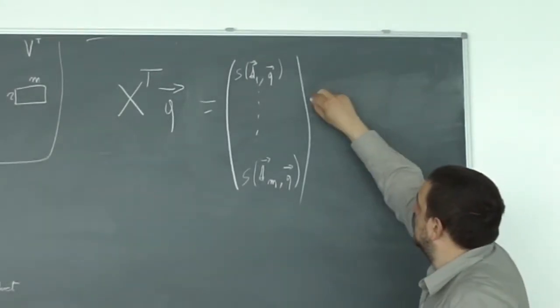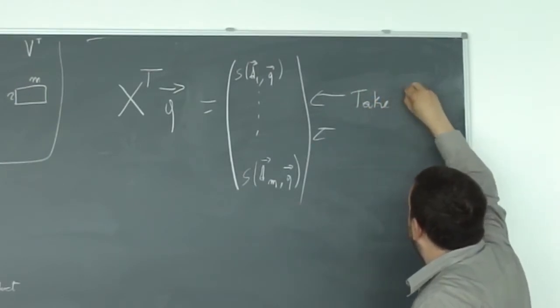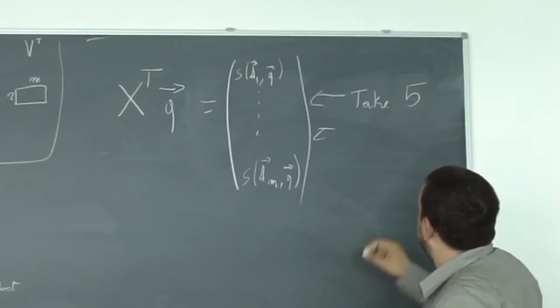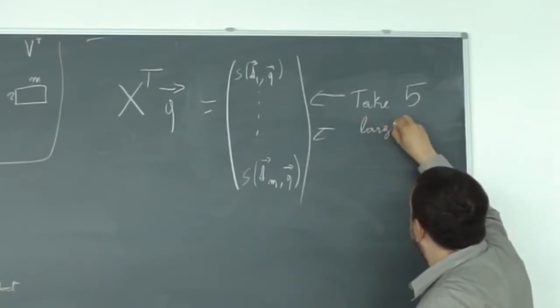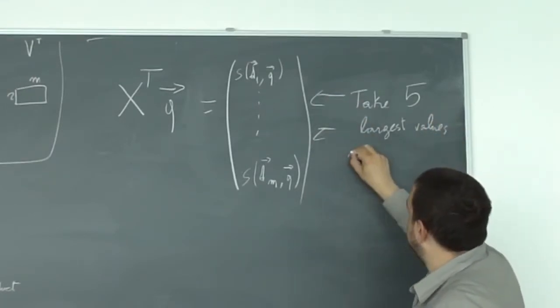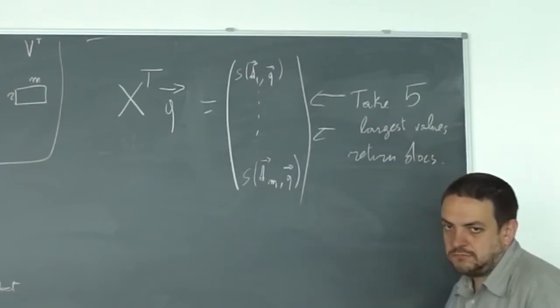So at the end we take the 5 largest values and return the corresponding documents.